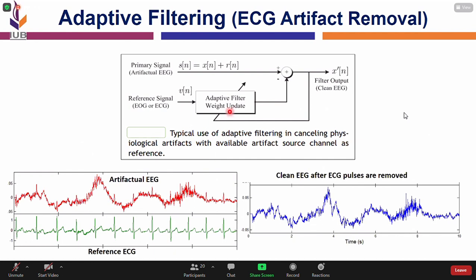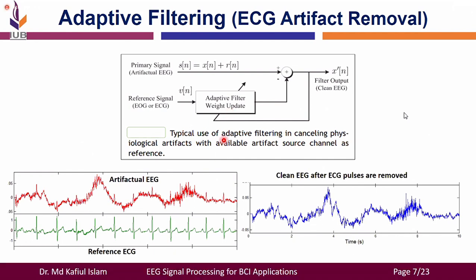So this is a typical adaptive filtering algorithm and an example of how you can use this adaptive filtering algorithm to remove a certain type of artifact.